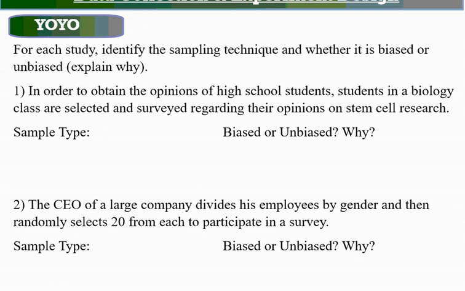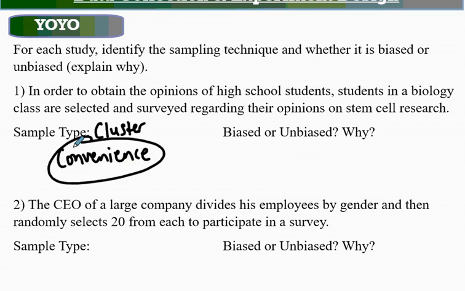So the first task was to identify the type of sampling that was being used. For the first one, it could be identified as either a cluster or a convenience sample. Cluster being that they all share the fact that they were in a biology class. Most people are probably going to call this a convenience sample, though. And there's a problem with convenience samples: they tend to be inherently biased. And the reason that this one is biased is because the population of interest was all high school students. But we only selected those that were in a biology course.